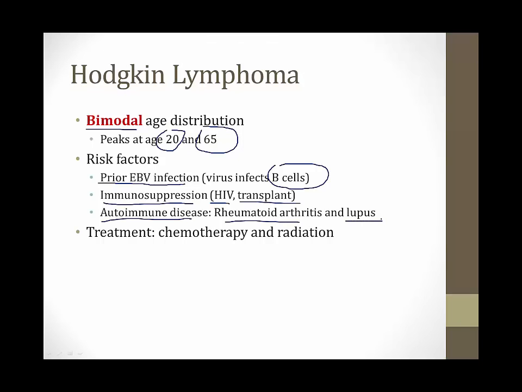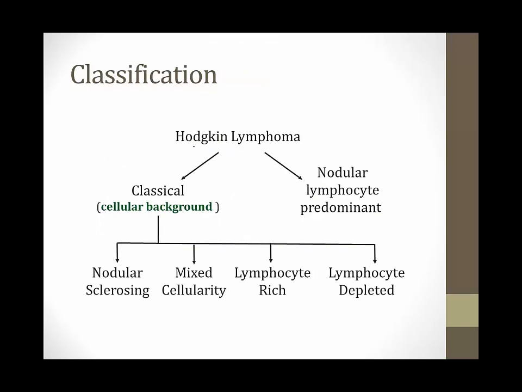These disorders involve the immune system, including lymphocytes, and so it can lead to this lymphoma, and it's treated with chemotherapy and radiation. We'll talk more about that later. There are a number of subtypes of Hodgkin lymphoma, and I've shown you the way they are classified on this slide. So most patients have the classical form of Hodgkin lymphoma. This form is classified by the cellular background surrounding the Reed-Sternberg cells, and we'll talk about all four of these types in the next few slides.